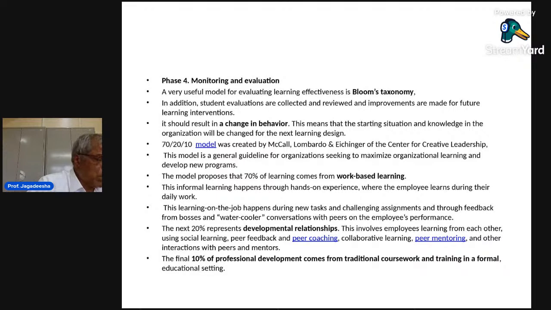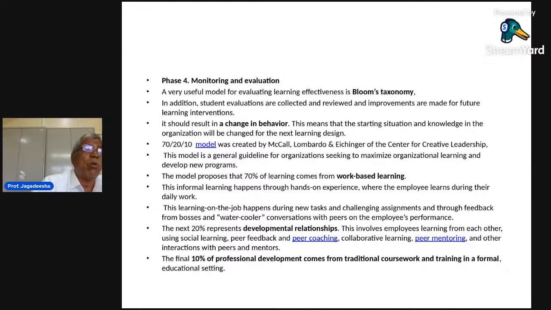Number two, 20% of the learning can take place through developmental relationships. What is a developmental relationship? As an employee, you will have to interact with your superior. As an employee, you will have to interact with your peer, in the sense your own colleague.